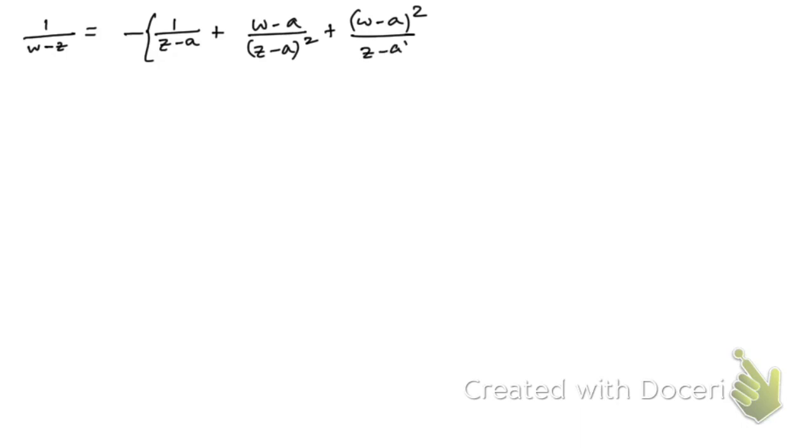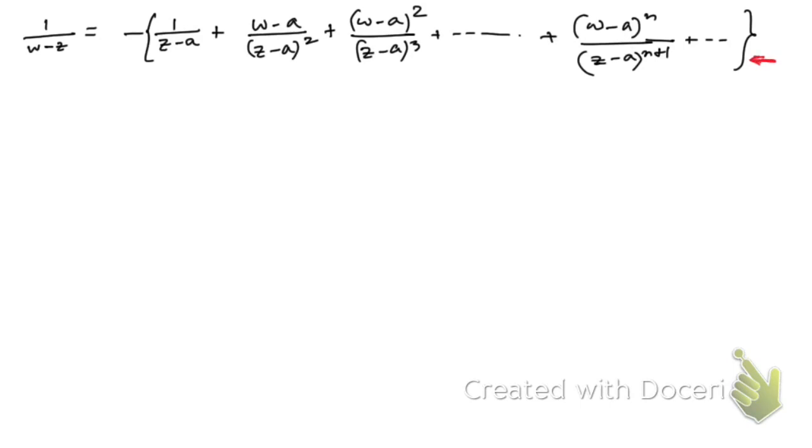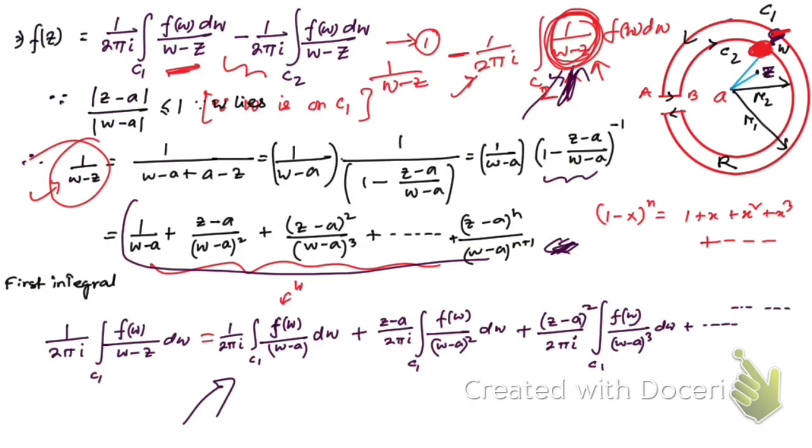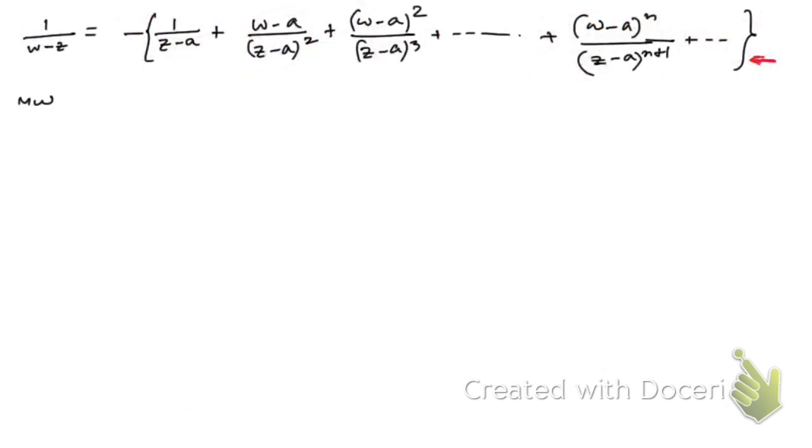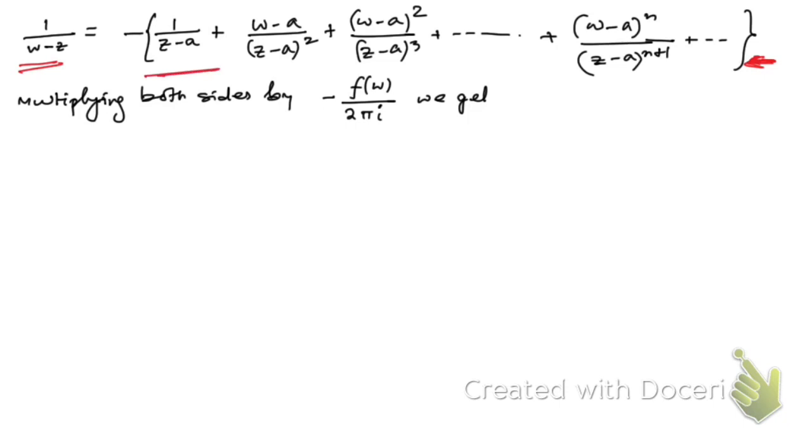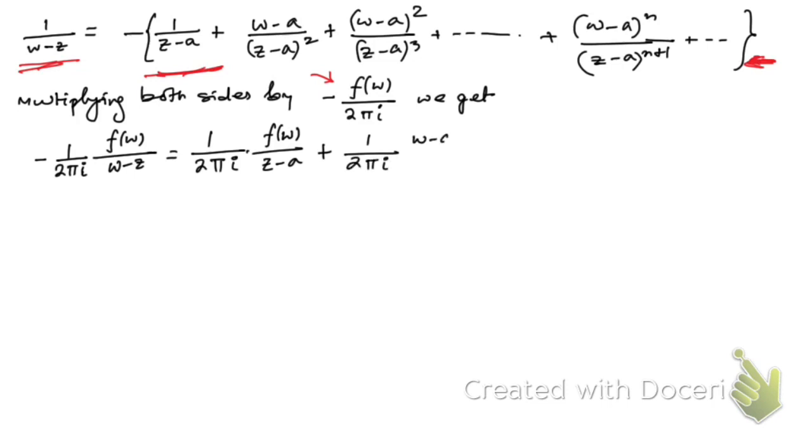Okay, so if we use this result in the second integral, here you can do actually two things. Either you can substitute this value in the second integral here, or you can multiply both sides of this equation by this term minus f of w by 2 pi i. Then what we're gonna get here, the result's gonna be something like this. This is what we're gonna have after the multiplication, right?